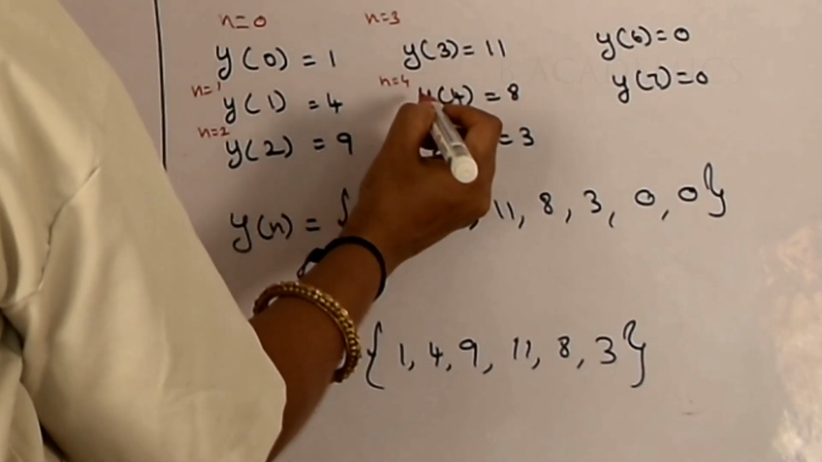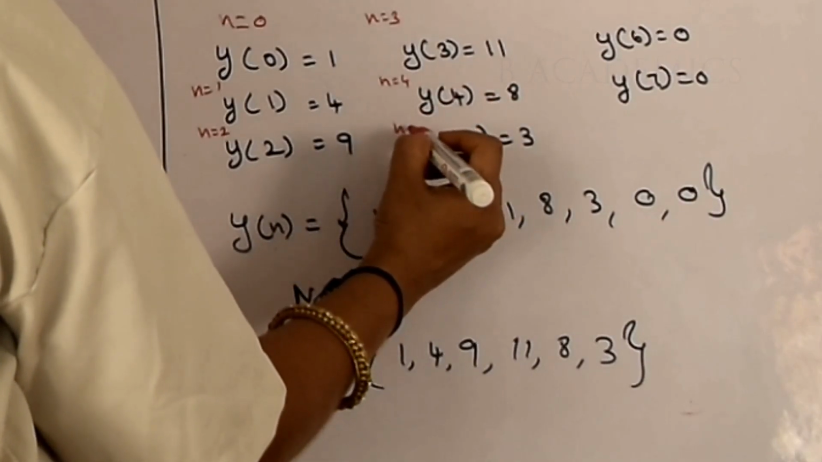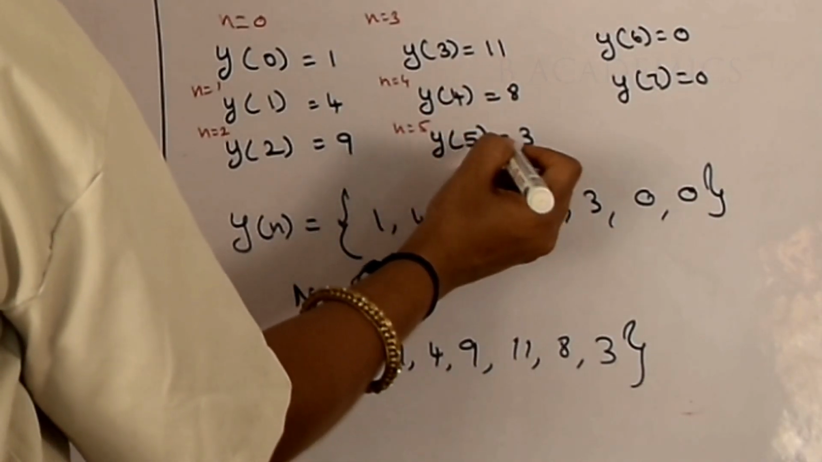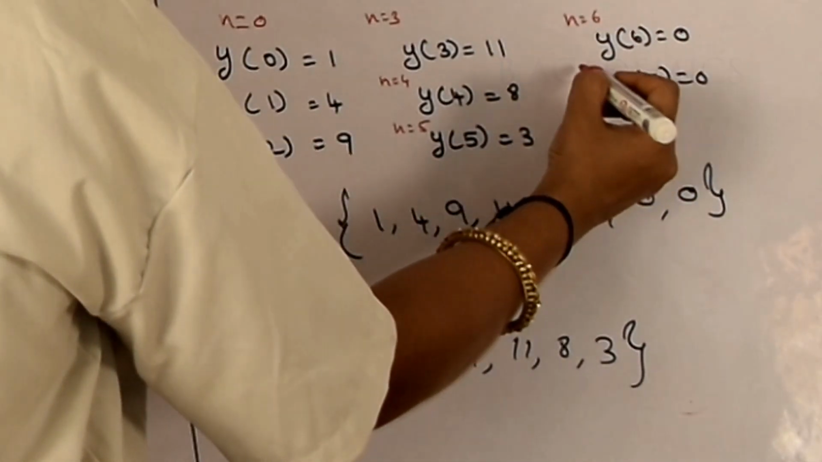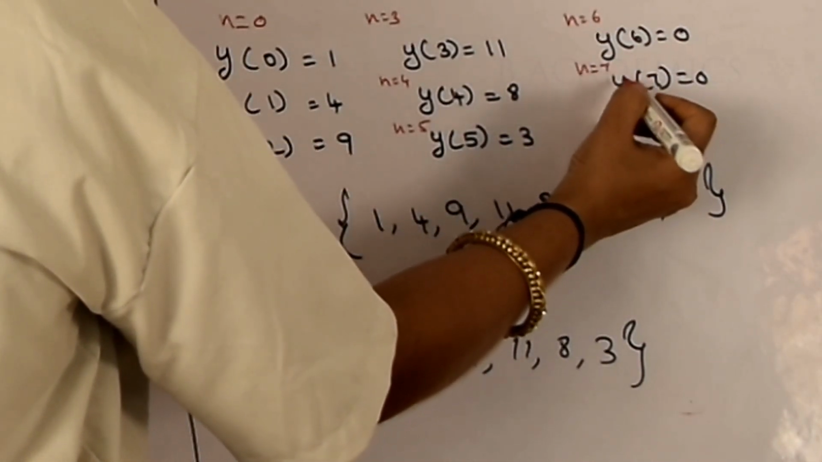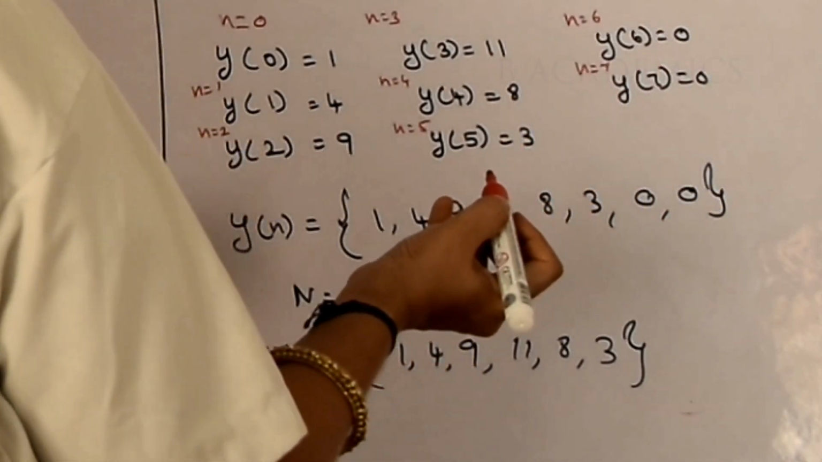When n is equal to 4, y of 4 is equal to 8. When n is equal to 5, y of 5 is equal to 3. When n is equal to 6, y of 6 is equal to 0. When n is equal to 7, y of 7 is equal to 0.